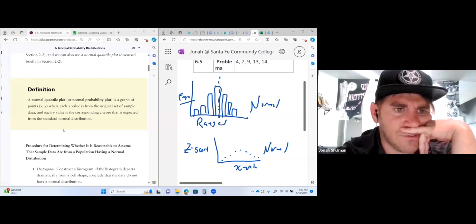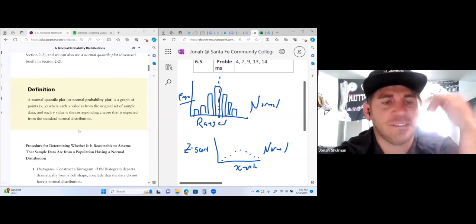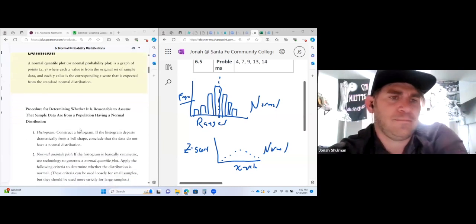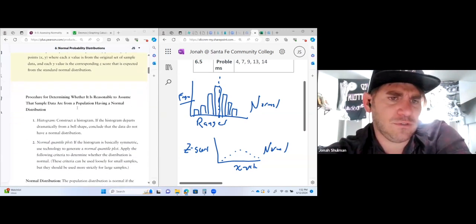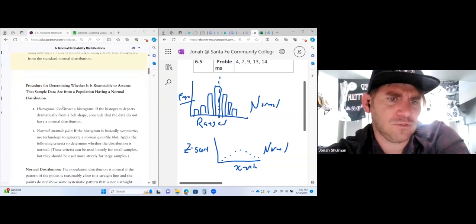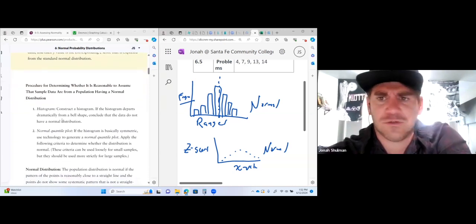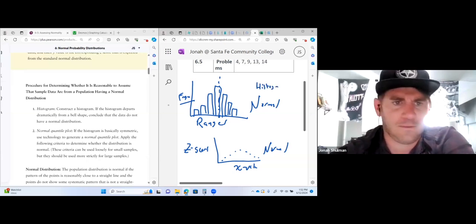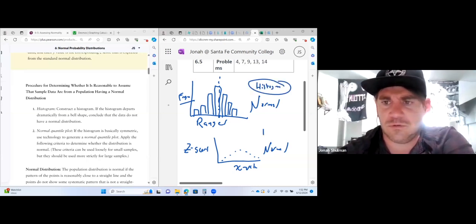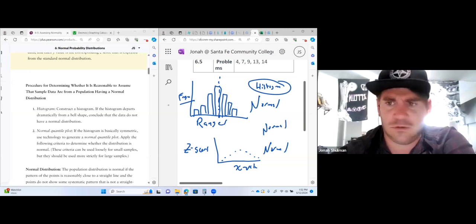The y values are the z-scores that are expected from the standard normal distribution. So procedure for determining whether it's reasonable to assume that sample data are from a population having a normal distribution. We've got the histogram. That's what this guy is. And we've got this normal quantile plot, wild name.